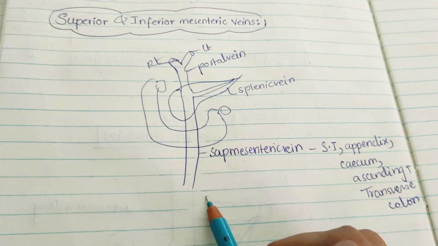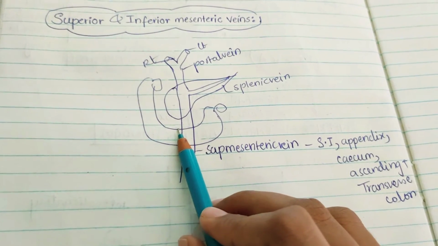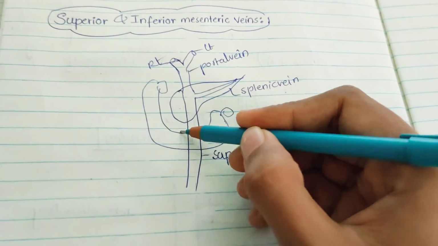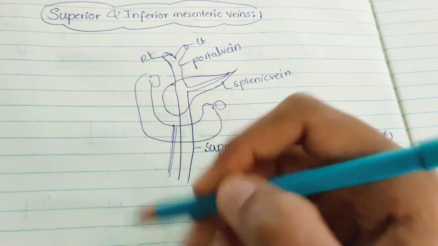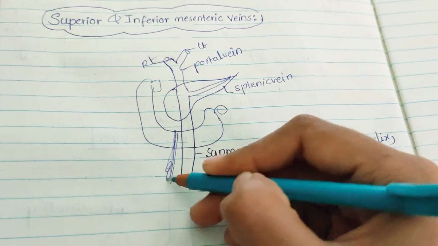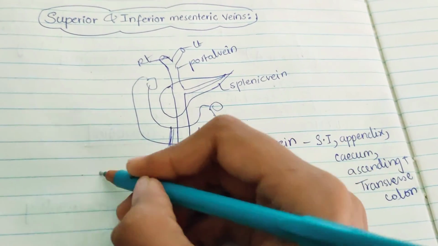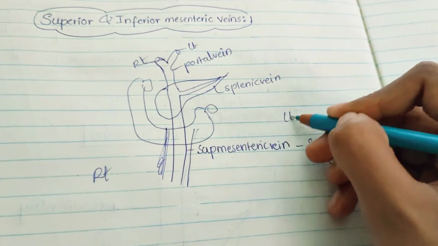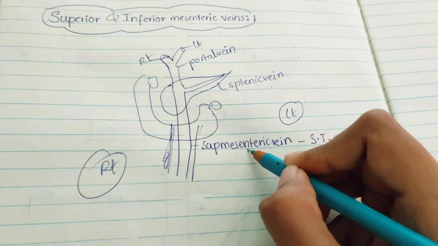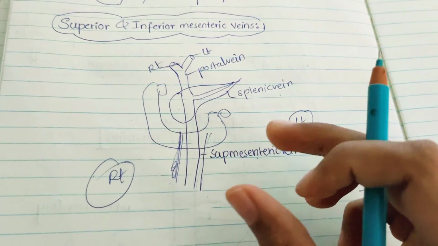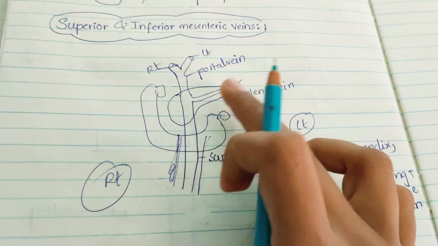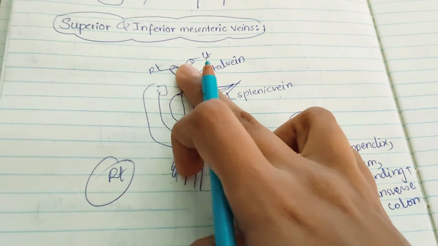It accompanies the superior mesenteric artery, and the vein lies just to the right side of the artery. For example, if you have the superior mesenteric artery here, just to the right of it you have the superior mesenteric vein, because this is the right side and this is the left side. It terminates behind the neck of the pancreas by joining the splenic vein, as you can see here, into the portal vein.